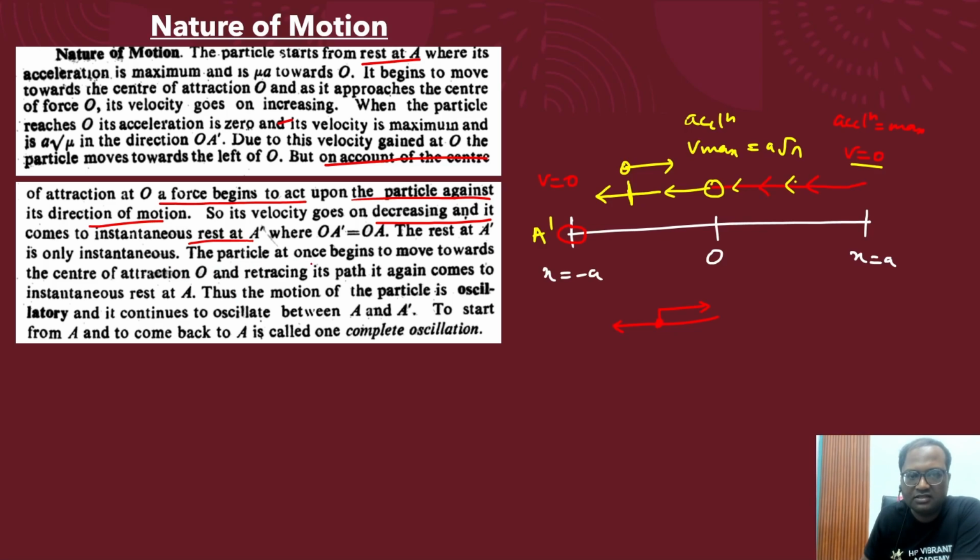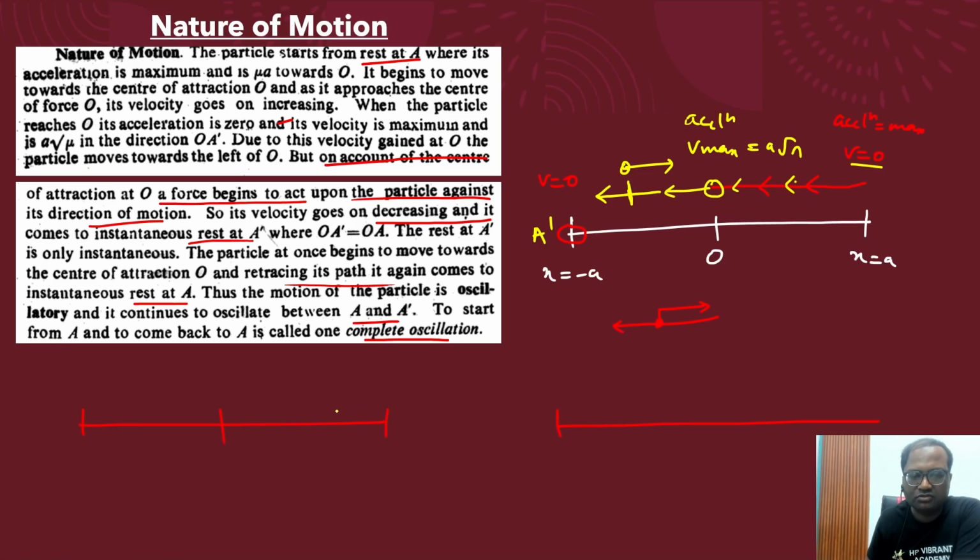The particle at once begins to move toward the center of attraction, and retracing its path, it again comes to the instantaneous rest at A. Thus, the motion of particle is oscillatory and it continues to oscillate between A and A dash. To start from A and come back to A is a complete oscillation. How there is a complete oscillation, let us show this. So this is our complete path.